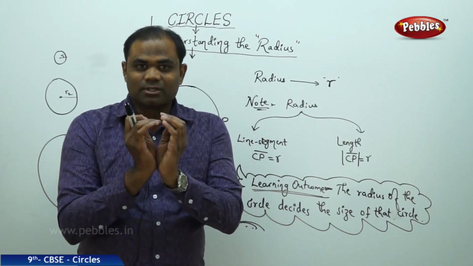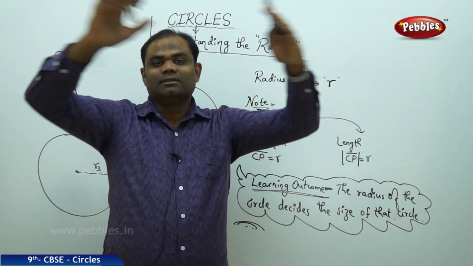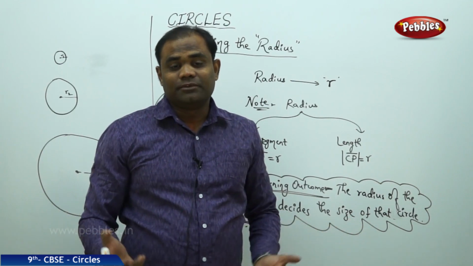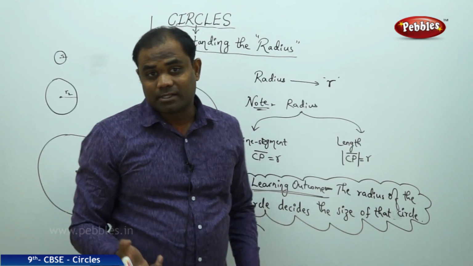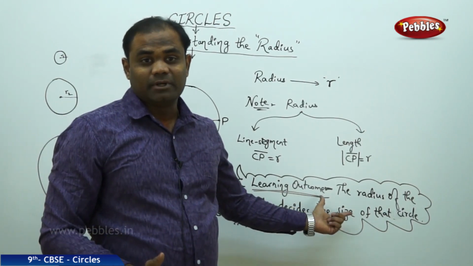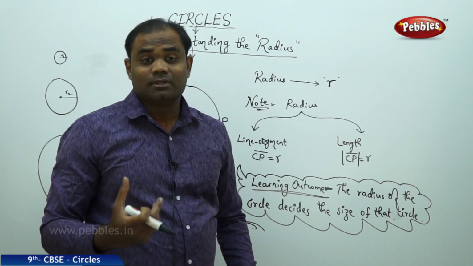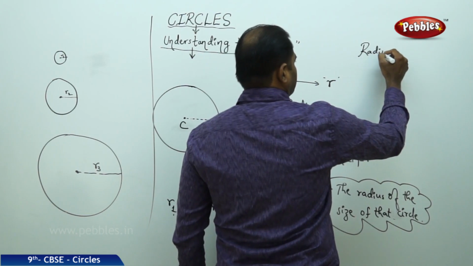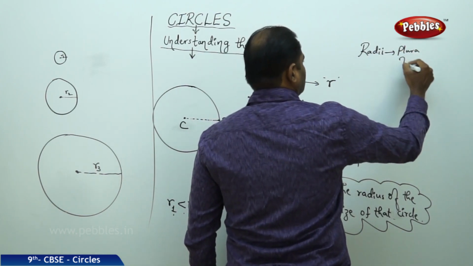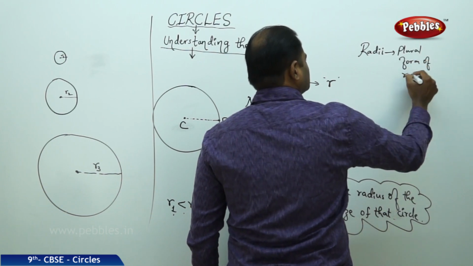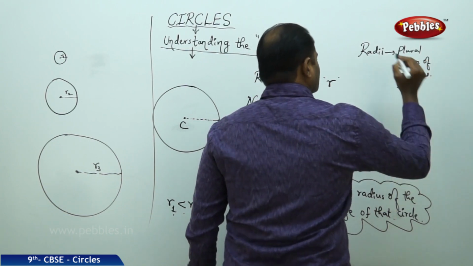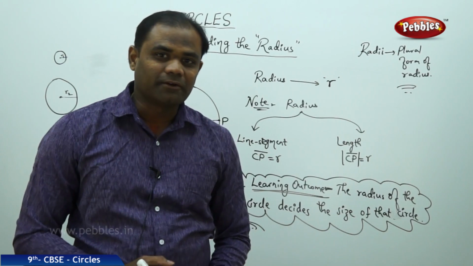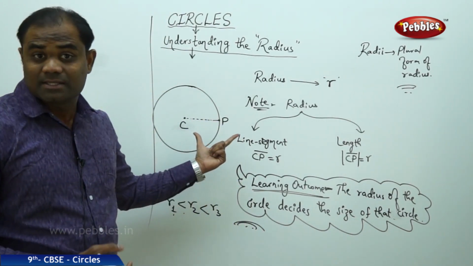Smaller the radius, smaller the circle. Bigger the radius, bigger the circle. The size of a sun or the size of an earth, which are circular in shape, or the size of a moon, are decided by their radii, by the radius of the earth, the moon, the sun, etc. Radii is plural form of radius. Is how we connect the radius with the circle. Understanding the radius of the circle through its size.